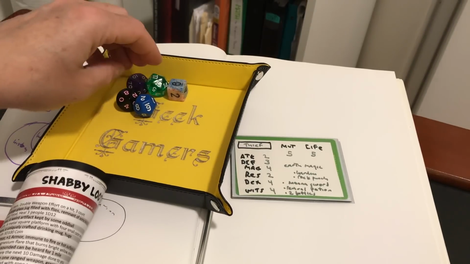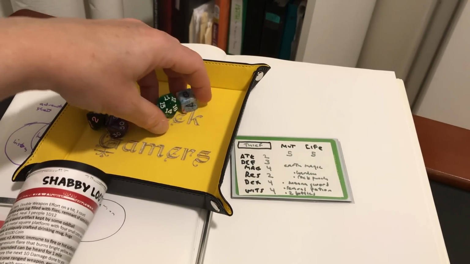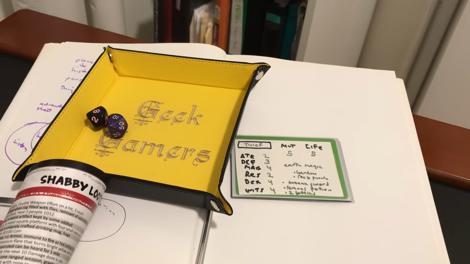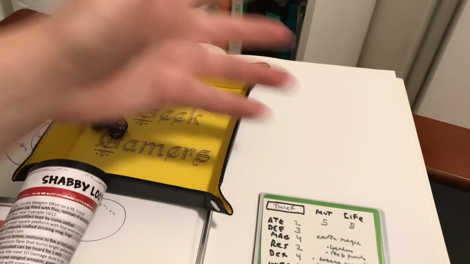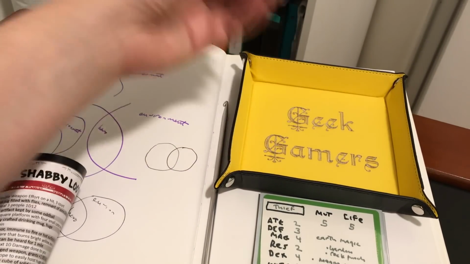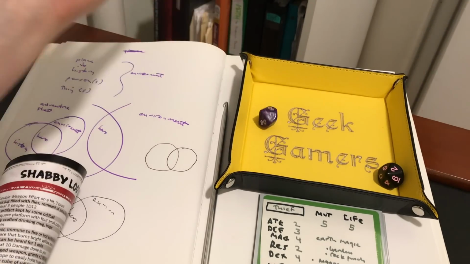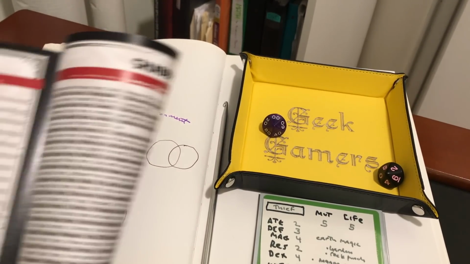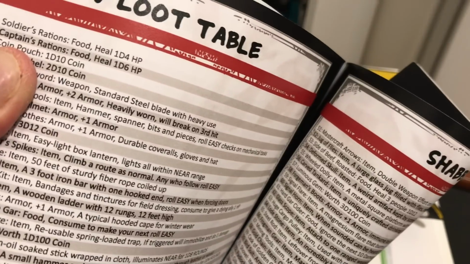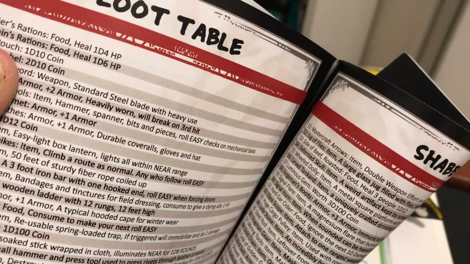I'm not going to make an effort to assign something that is, quote unquote, what a thief, in this instance, might be carrying. It's random. Who knows how the thief got this? Ooh, I rolled a 2. Captain's rations. These are food and they are healing.